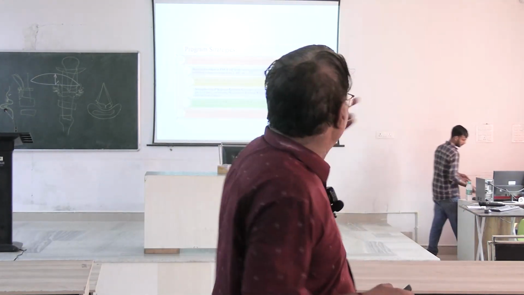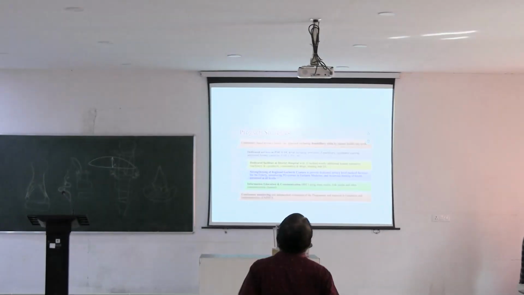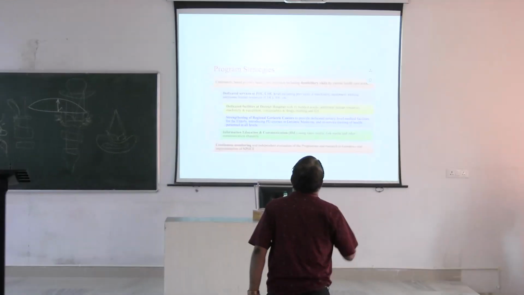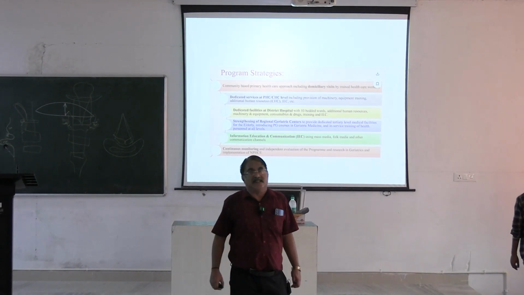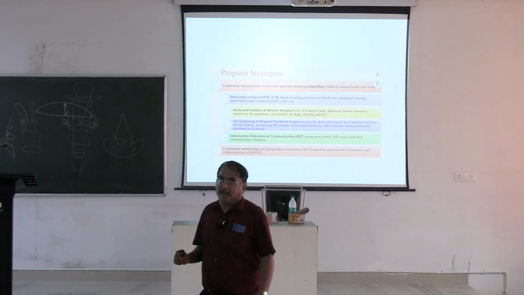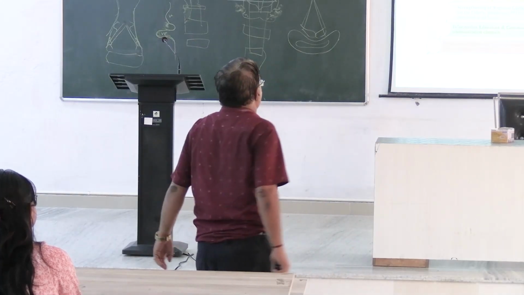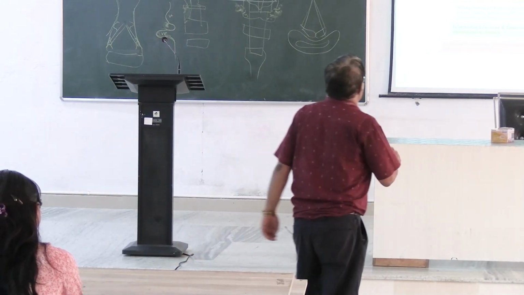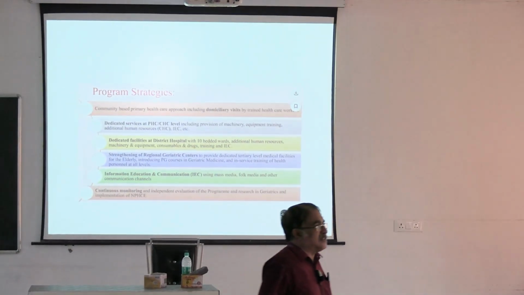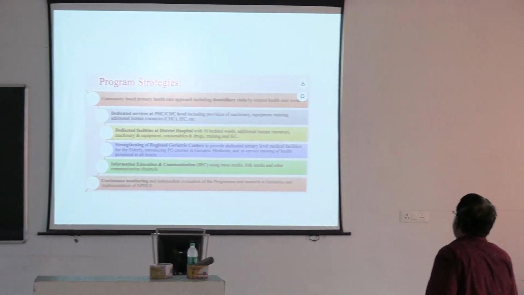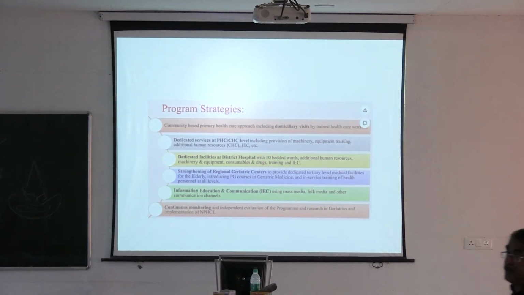That is done by trained nurses, trained health workers, and provisions including machinery, equipment, training, additional human resources, then dedicated facilities at district hospitals with at least 10 beds for geriatric patients. That is the aim. Additional human resources, machinery, equipment, consumables and drugs, training and IEC, strengthening of regional centers and providing tertiary level medical facilities for elderly, introducing PG courses in geriatric medicine.